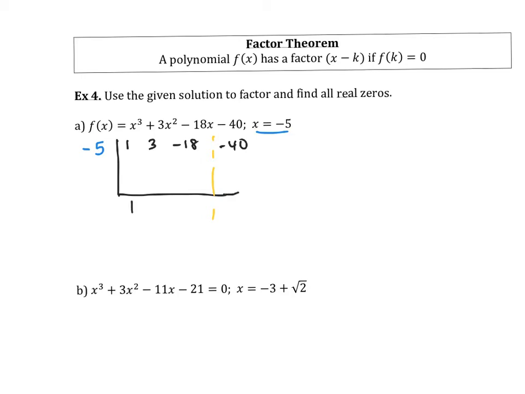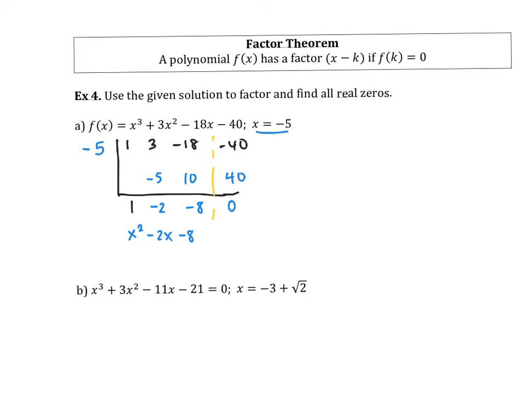Now, because they told me that x is -5 is a 0, I should get a remainder of 0, and if I don't, then there's a mistake. Okay, -5 times 1 is -5, -2, -5, -2, +10, +40, 0. Okay, I got a remainder of 0. That's a good sign. That means that I correctly did this, or that the problem was correct. If I want to rewrite this as a polynomial, this is x squared minus 2x minus 8.